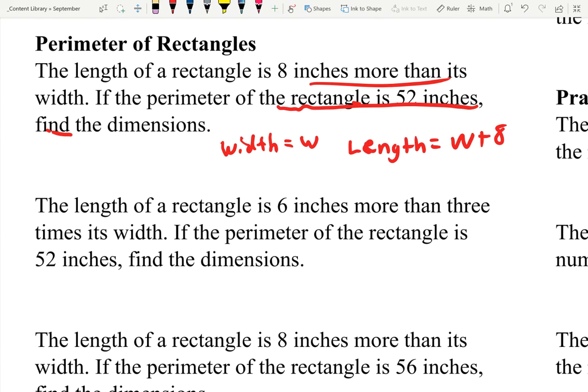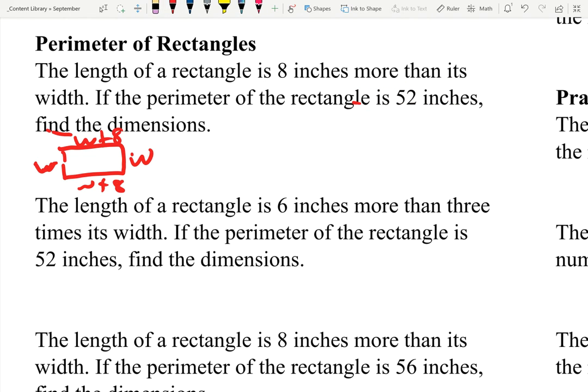Now, next thing that I like to do is draw a picture. Pictures really help me out here. So width is w, and length is going to be w plus 8. Okay. Let me erase this. It got in the way there. So here's our picture. We have the width is w, the length is w plus 8.